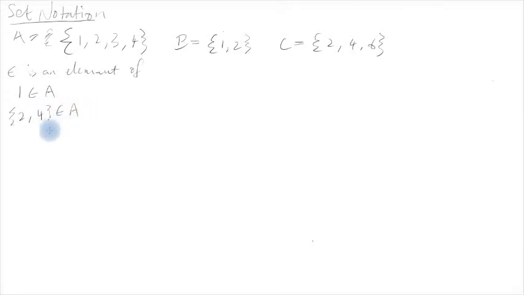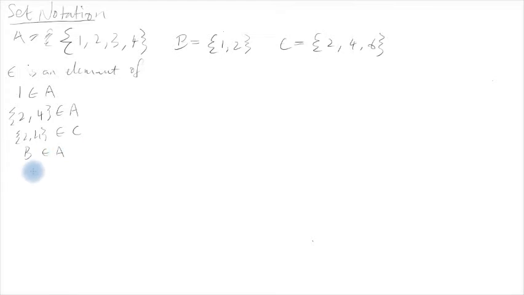I could also say that 2 and 4 are also elements of set C over here. They're both in set C. Or I could say I noticed that everything in B, 1 and 2, is in set A. So I could say that set B is actually within set A.